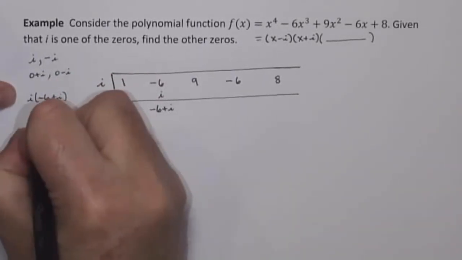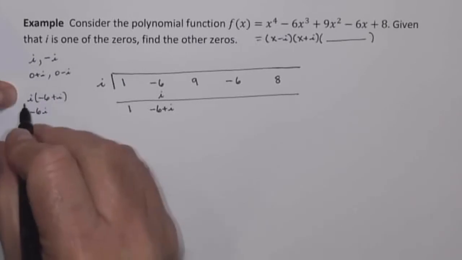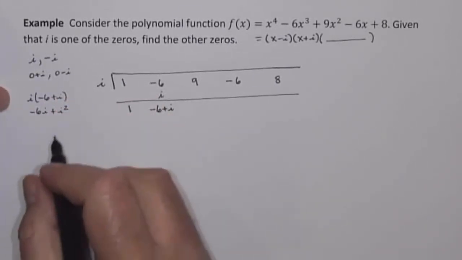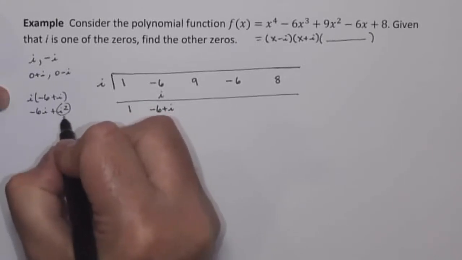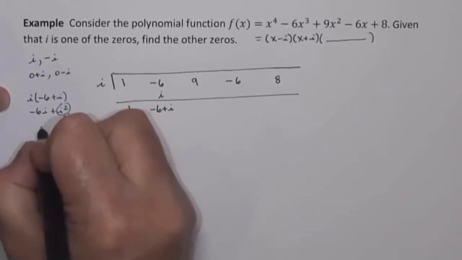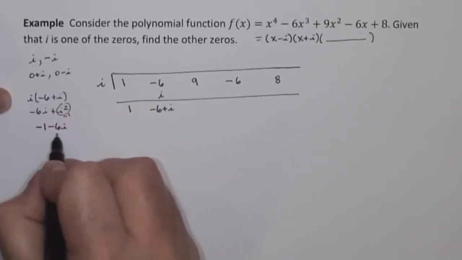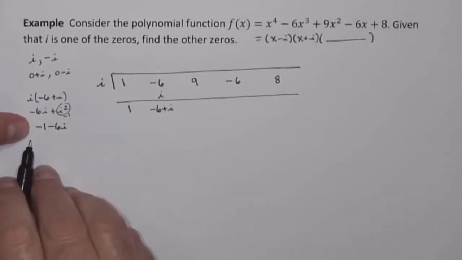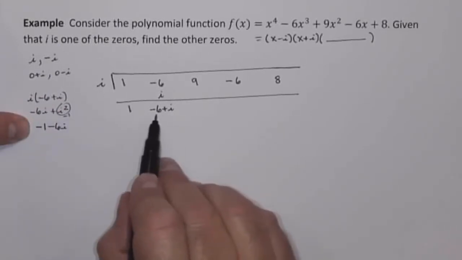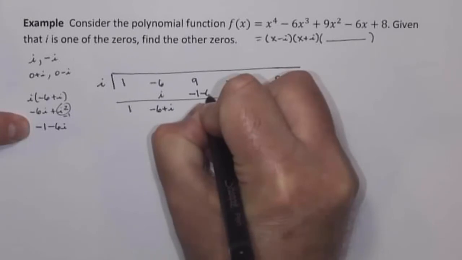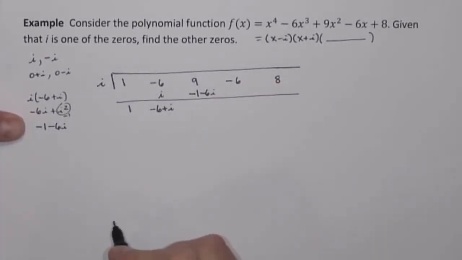So i times negative 6 is negative 6i. i times i is i squared. Now remember, i squared is really negative 1. So what I really have here is negative 1 minus 6i if I write that as an imaginary number. So multiplying i times negative 6 plus i, I get negative 1 minus 6i, which goes here.